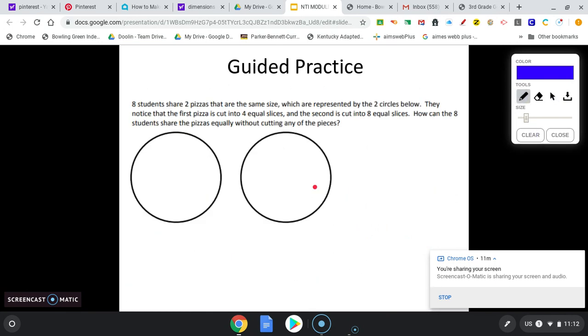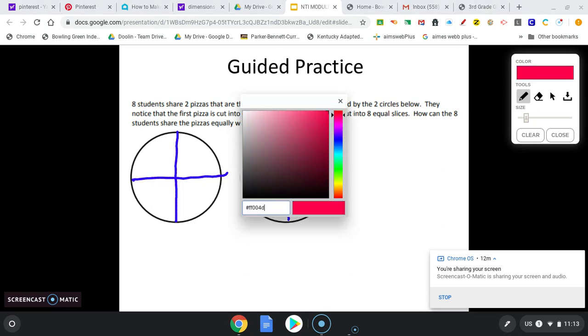So 8 students share 2 equal pizzas that are the same size, which are represented by the 2 circles below. They notice that the first pizza is cut into 4 equal slices. So let's cut into 4 equal slices. And the second is cut into 8 equal slices. So there's 4, and now there's 8. How can the 8 students share the pizza without cutting any of those pieces? So let's think about that.